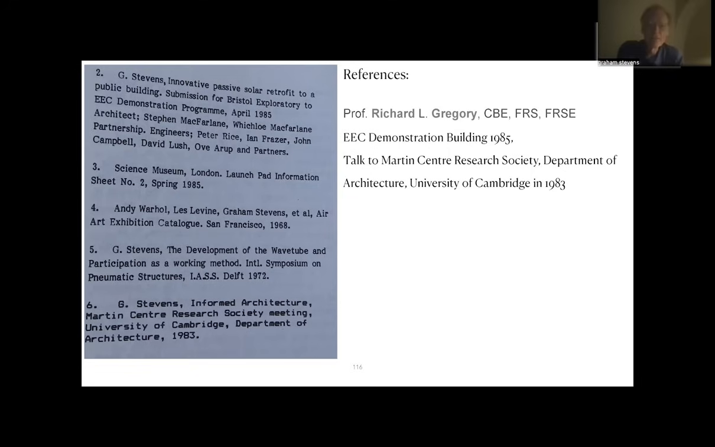I gave a talk at the Barbican Centre in Cambridge University School of Architecture on information architecture, rather, informed architecture. And I'd also been working with Professor Richard Gregory on designing the Bristol Exploratory for interactive science exhibits. The Science Museum made a launch pad with a similar idea.